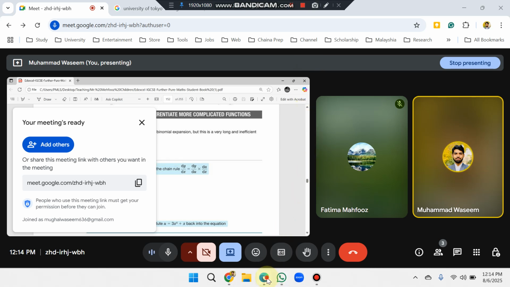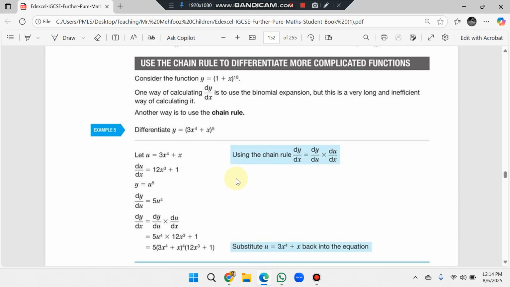Today our topic is to use the chain rule to differentiate more complicated functions. Here we study a new rule, that is the chain rule. It is a very famous and very easy rule to differentiate functions which are complicated.